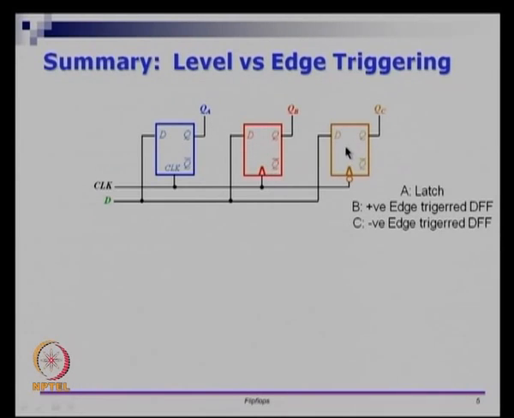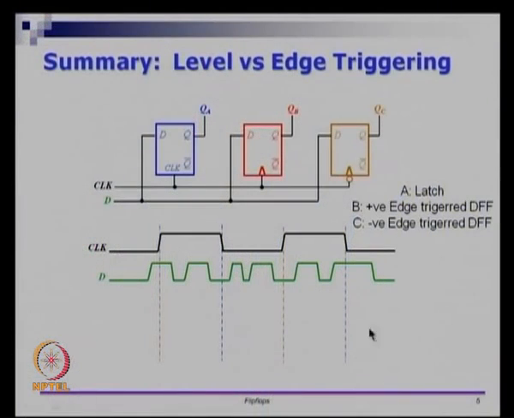And this brown one is the negative edge triggered D flip flop. So you have 3 logical elements, all are memory elements. This is a latch, this is a positive edge triggered flip flop, this is a negative edge triggered flip flop. What if we give the same D and clock to all of them, what will be the behavior on QA, QB and QC? This is not a circuit that is useful for any practical purpose, this is just to show you how these circuits behave.